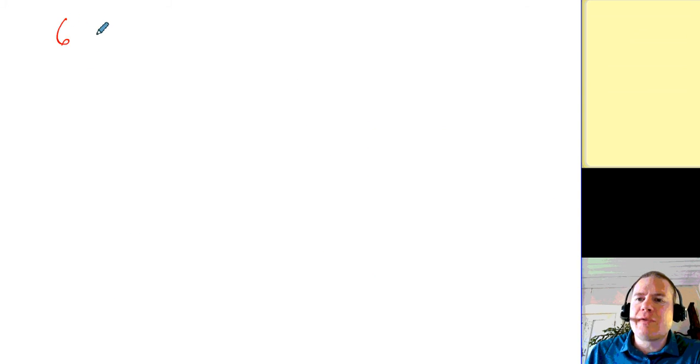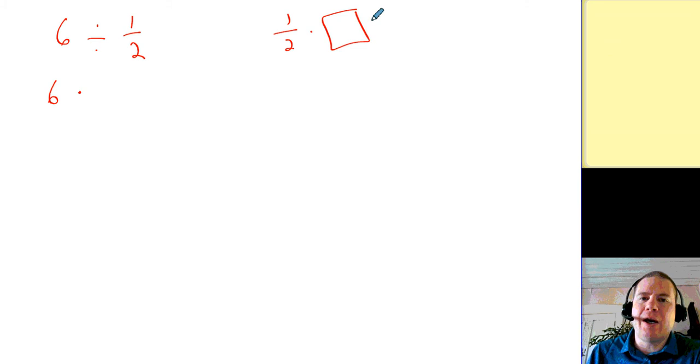So when we have something like 6 divided by 1/2, people do silly things like put that 6 over a 1. Of course we know 6 is 6/1. We don't need to fit this into some silly formula. We need to understand that dividing by 1/2 is multiplying by the reciprocal of 1/2. Well, what's the reciprocal of 1/2? What do I multiply by 1/2 to get 1? 2.